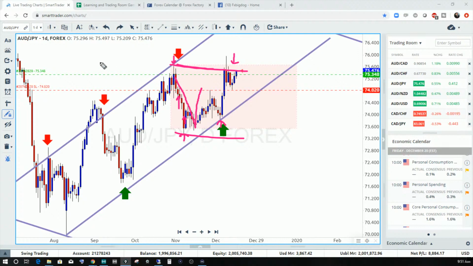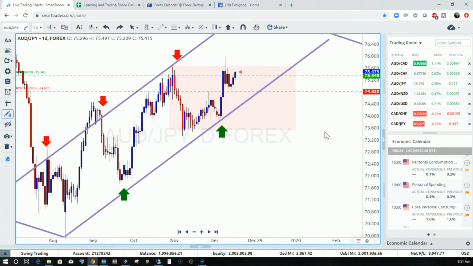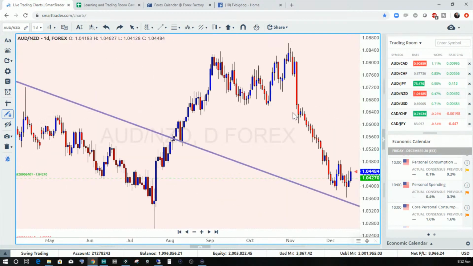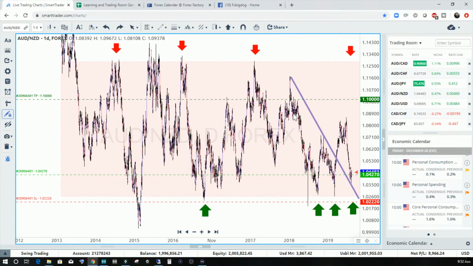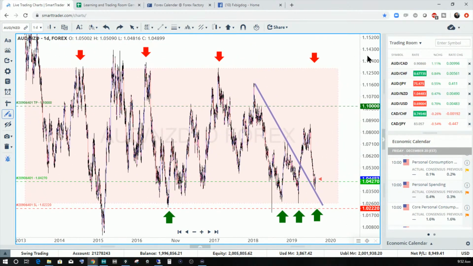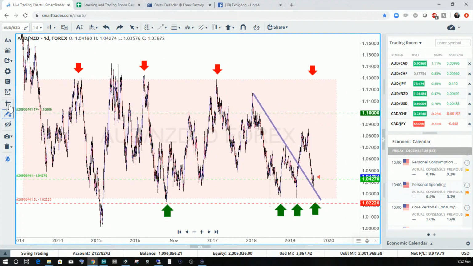Now, we may find pairs that are range-bound and not trendy. And for those pairs, we may want to deploy that type of consolidation strategy, because we know it's range-bound and it's not going to go anywhere. In fact, a very popular consolidated pair would be Aussie-New Zealand dollar. If you go to Aussie-New Zealand dollar right here, you can see that we've got a very, very large range. From the top to the bottom, we've got about a 1,000 pip range.